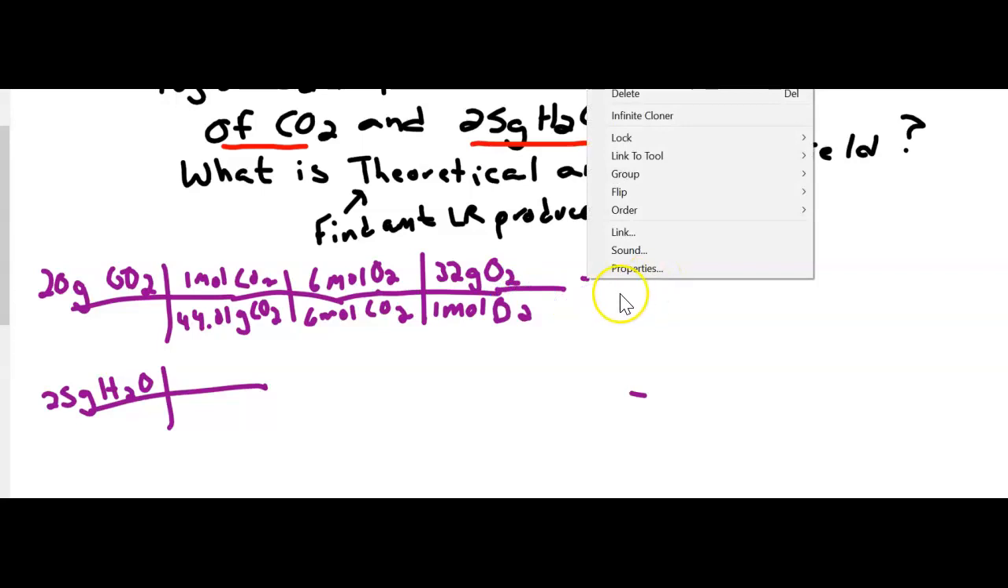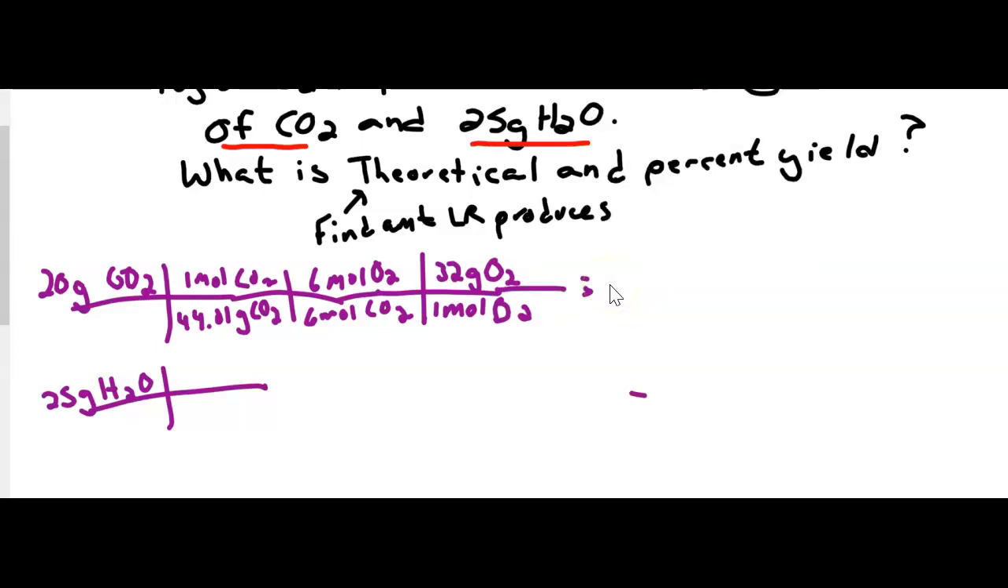All right, and let's see how much oxygen is produced with this. So we've got 20 times 6 times 32 divided by 44.01 times 6. I get 14.54 grams.